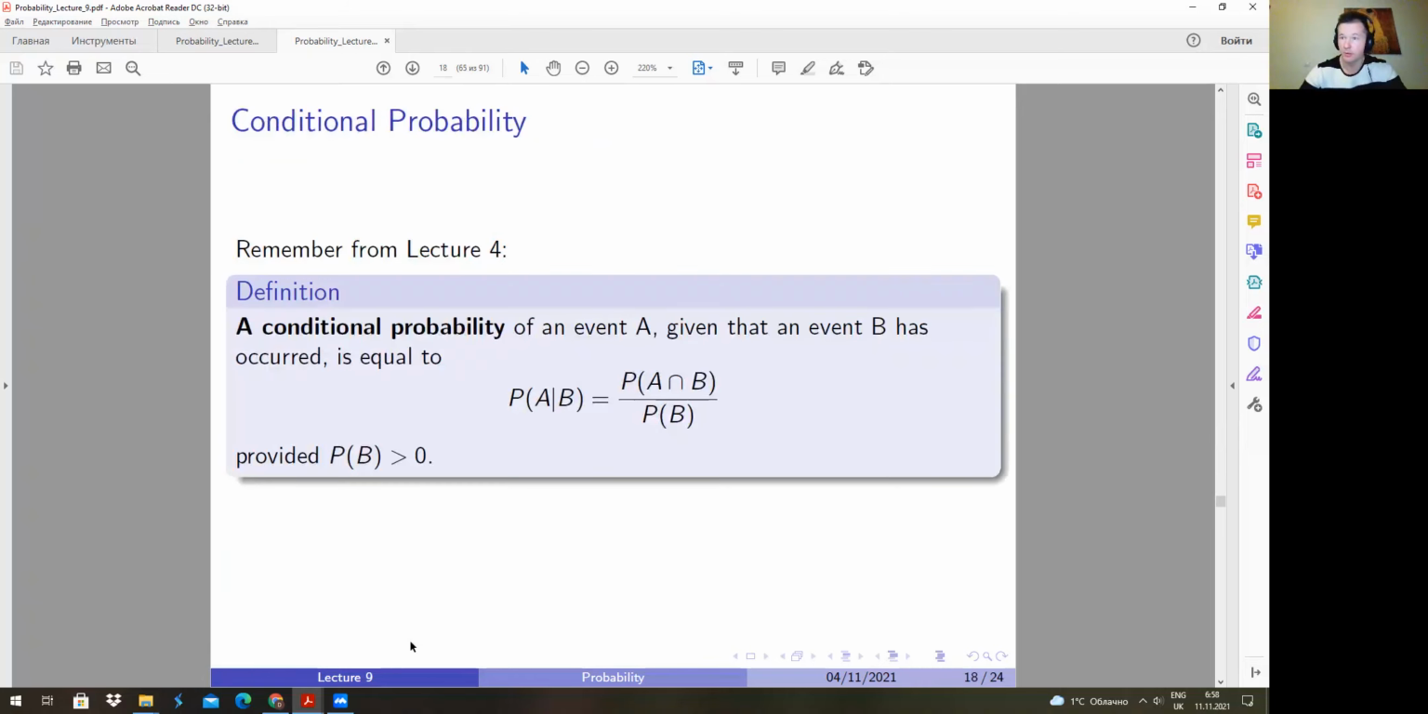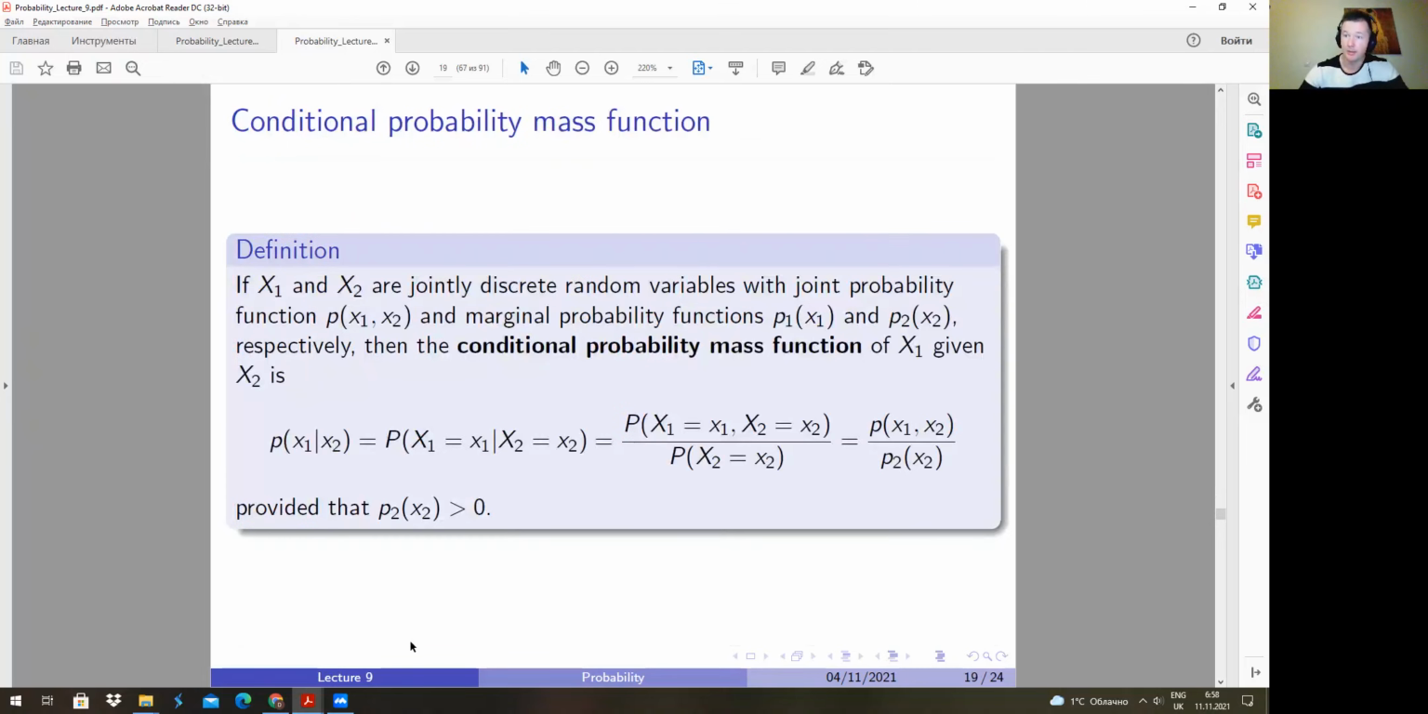Another important concept here is conditional probability. We discussed the concept of conditional probability in lecture number 4, and we apply the same idea to the joint distribution. So if I know something about variable x2, for example, then I'm able to build the probability distribution of variable x1.